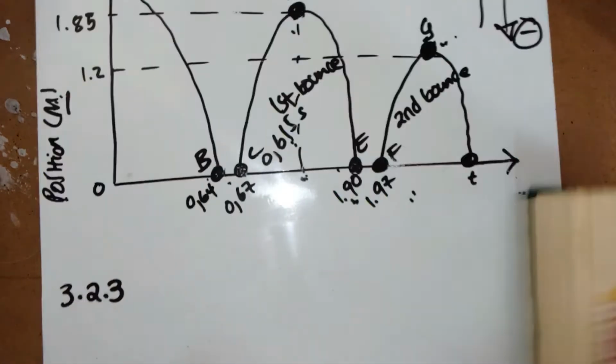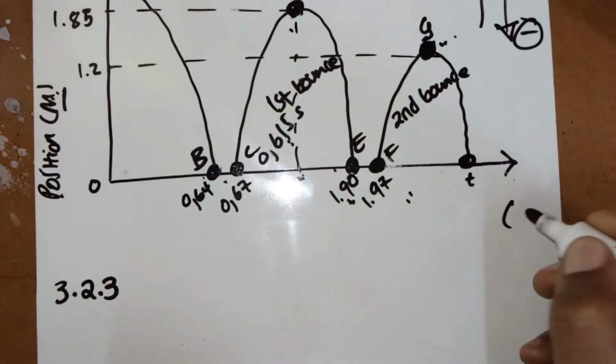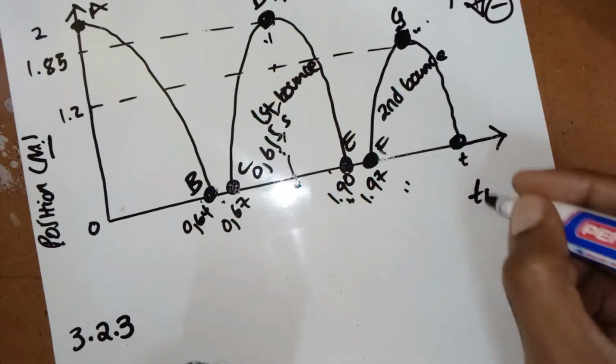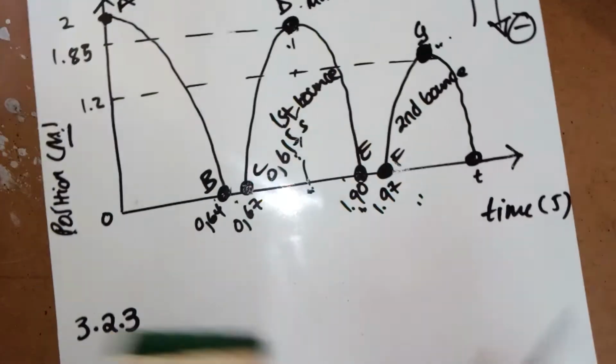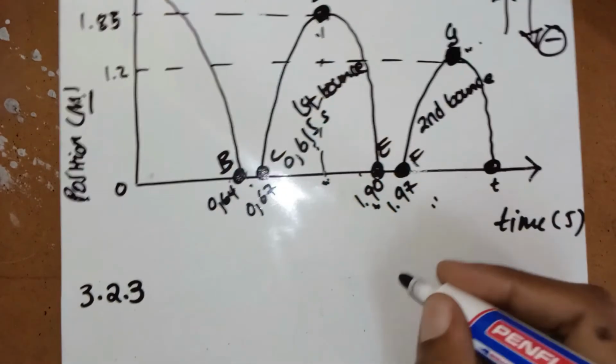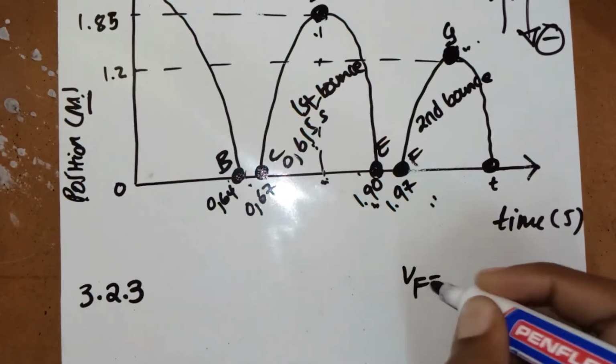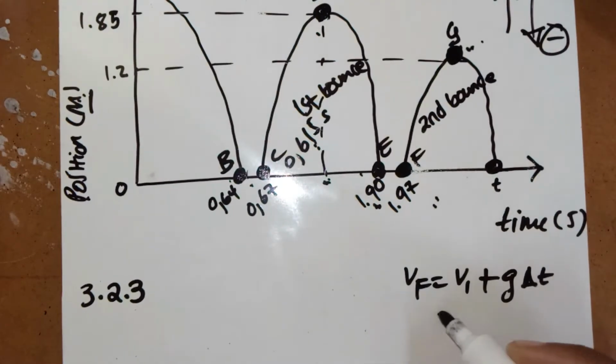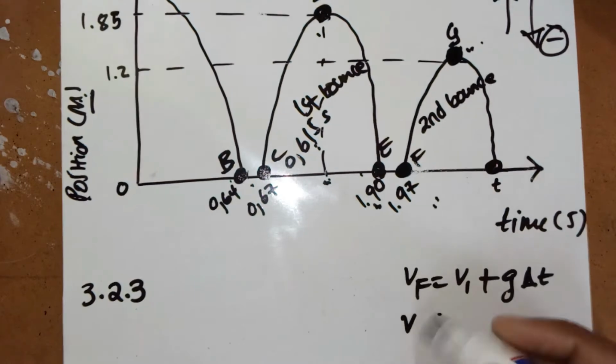To do that, let us remember our favorite equations, which are the equations of motion. Let me just write them. If you have forgotten, we have vf equals vi plus g change in t, because we're talking about free fall. We're talking about projectile motion.